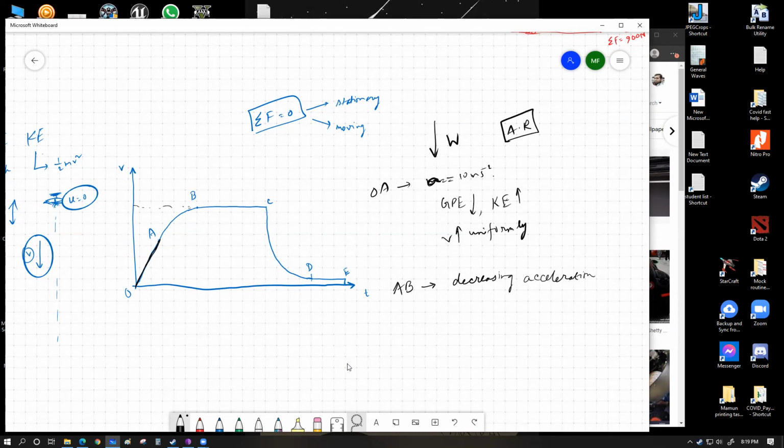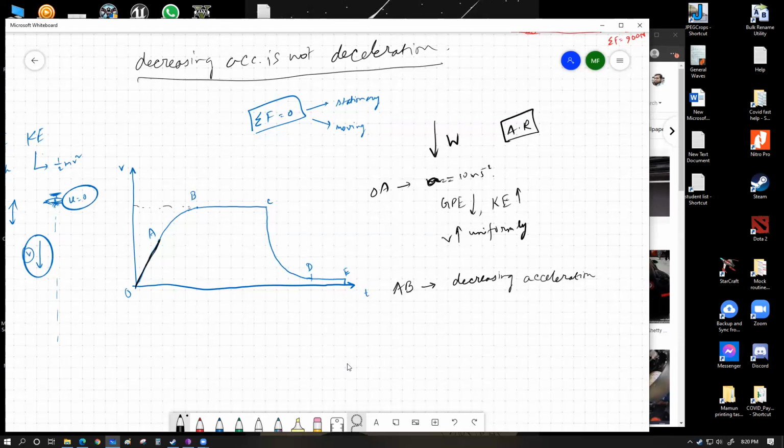I'll write this over here. This is very important not to mess up. Hear me out. Decreasing acceleration means the object is accelerating. It's speeding up, but it is not speeding up as much as time goes on. Its value of acceleration, its rate of speeding up, is becoming less. Whereas deceleration means the object is slowing down. They are not the same thing.